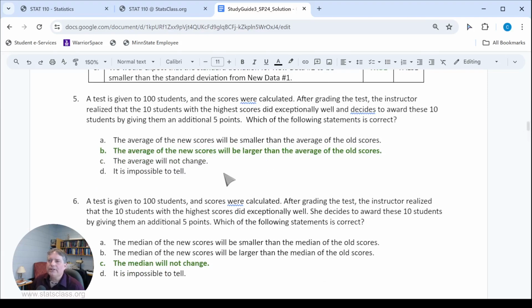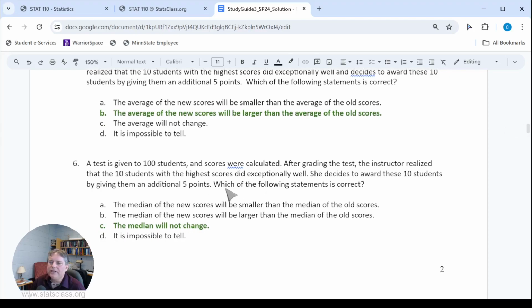This is just a question about if I were to add 5 extra points to some of the data values, that is definitely going to increase the average, but it's not going to change the median. I would have to add these additional 5 points to half of the data before I would start influencing the median.